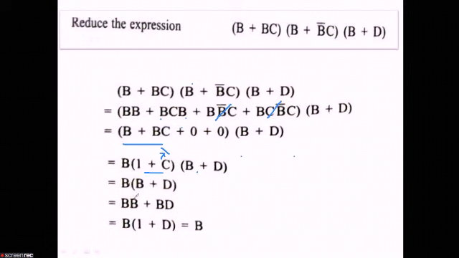Again we are expanding this expression. After expanding, what we can write? B dot B plus BD. Now simplifying it and taking B as common, we will be getting B into 1 plus D. Here B dot B means B, so you can write 1B. So B into 1 plus D, so it is equal to B.